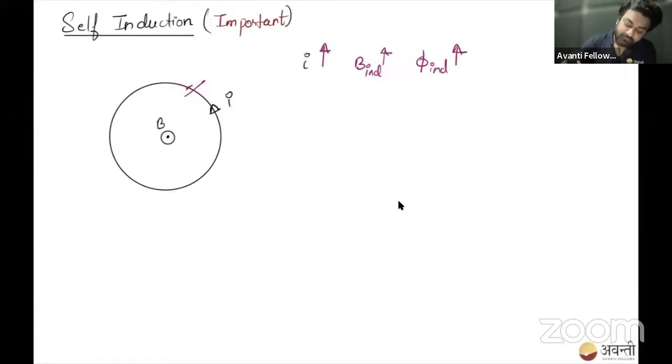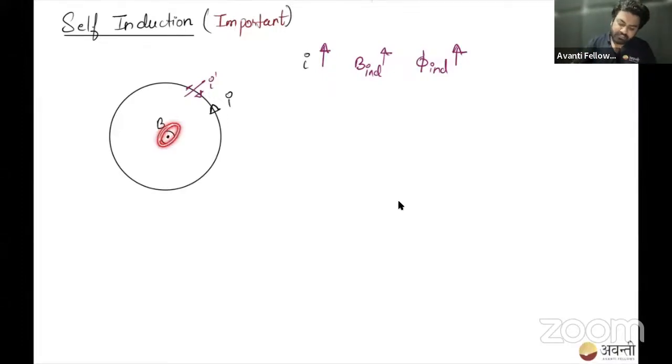And this induced battery will give another small current, let's say I dash, and will try to reduce its own current. This battery, which is the induced battery, will give a current which will try to reduce the original current, which is called self-induction. The self-induced current will try to reduce its own current. That is called self-induction.